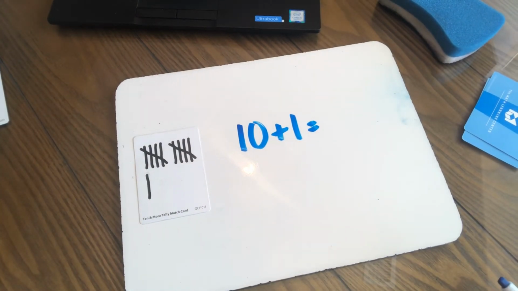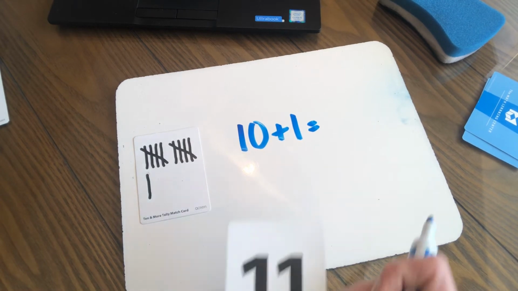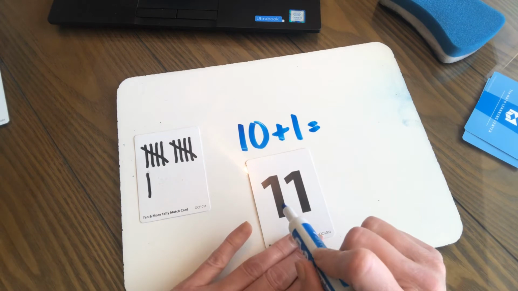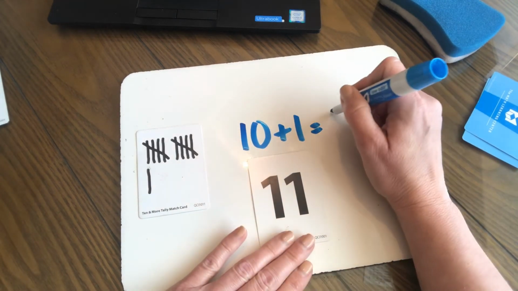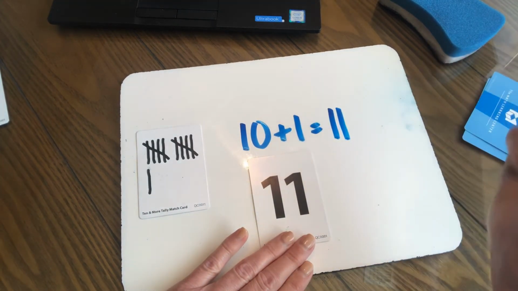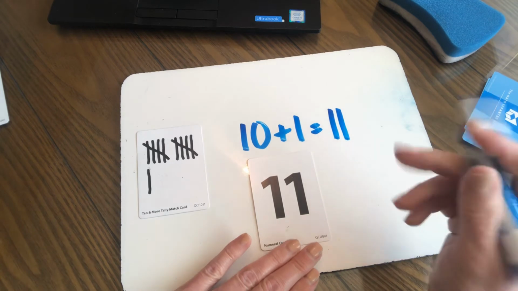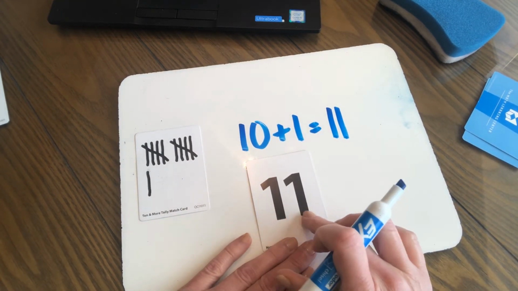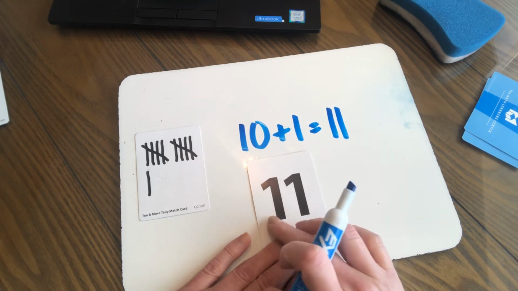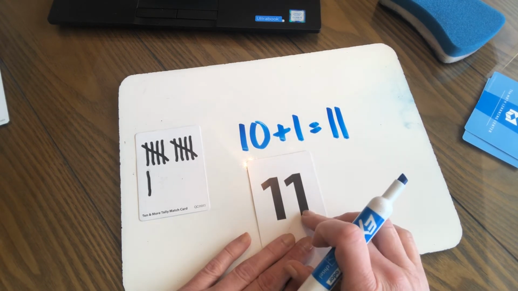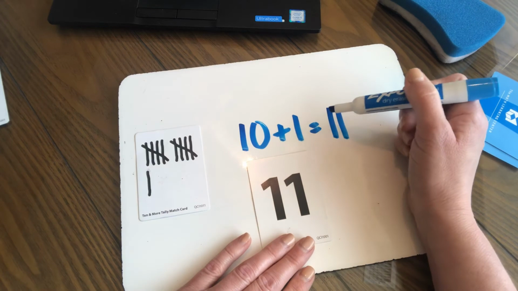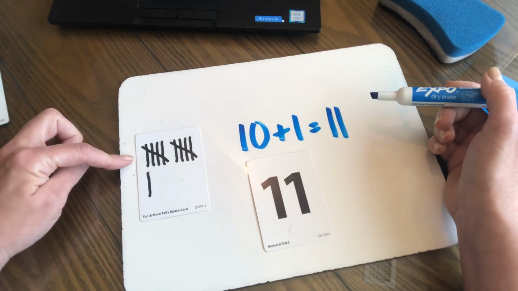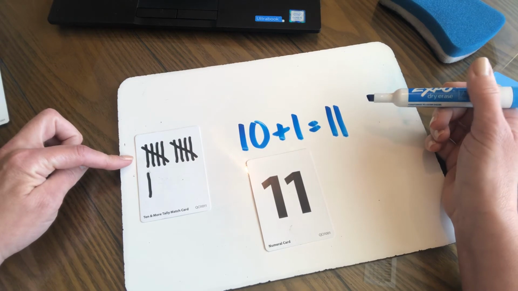What number is 10, 1? Let's look at it. If you said 11, you are correct. Nice job, way to go. 11 is made of 1 10 and 1 1, and I can represent it in standard form like this. I can also show 11 by adding 10 plus 1, or I can represent it in tallies like this.